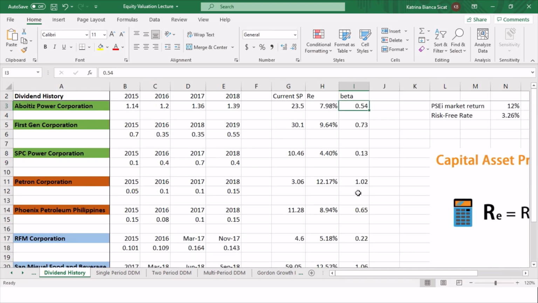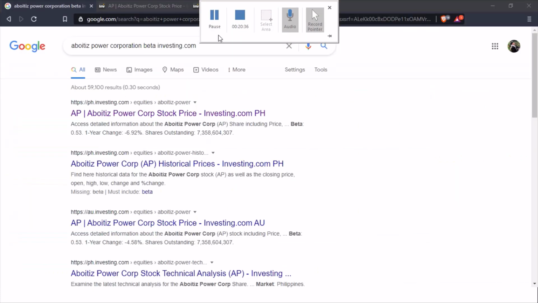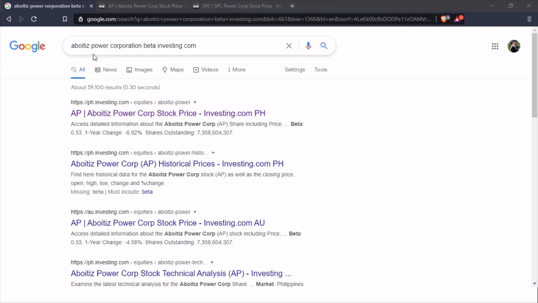So, siguro para lang ma-share ko sa inyo, dun sa mga hindi ko students sa investment management class, although tapos na kami dito, we've already discussed this. Let me just share with you kung paano ko nakuha itong beta. Okay, so punta lang kayo ng Google. What I usually use is the investing.com website. So you just simply write the name of the firm that you would want to look into. So this one is Aboitiz Power Corporation. You just simply write beta because you're looking for the beta. Hindi mo makukompute yung beta, hindi mo makukuha yung required rate of return without getting the beta information. That's why you have to put that in your Google search, and then you just simply write investing.com.